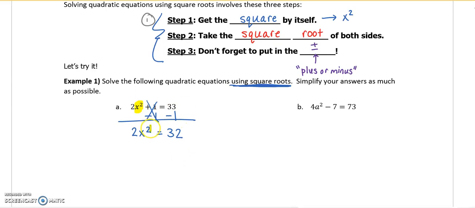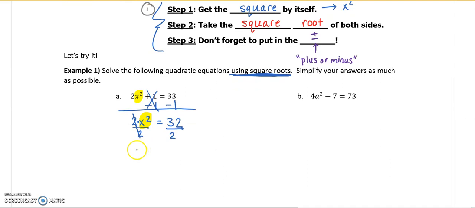Now, again, don't forget, I still want to get this piece by itself. So I'm going to get rid of that 2, that's times 2, so to get rid of it, we divide by 2. And 2 divided by 2 gets rid of my 2, so I'm just left with x squared on the left side. Alright, and on the other side, I just have to simplify. 32 divided by 2, that's 16. Alright, so this right here is what step 1 looks like. The square is by itself. So I'm just going to draw an arrow. Here I'll write it down, step 1.